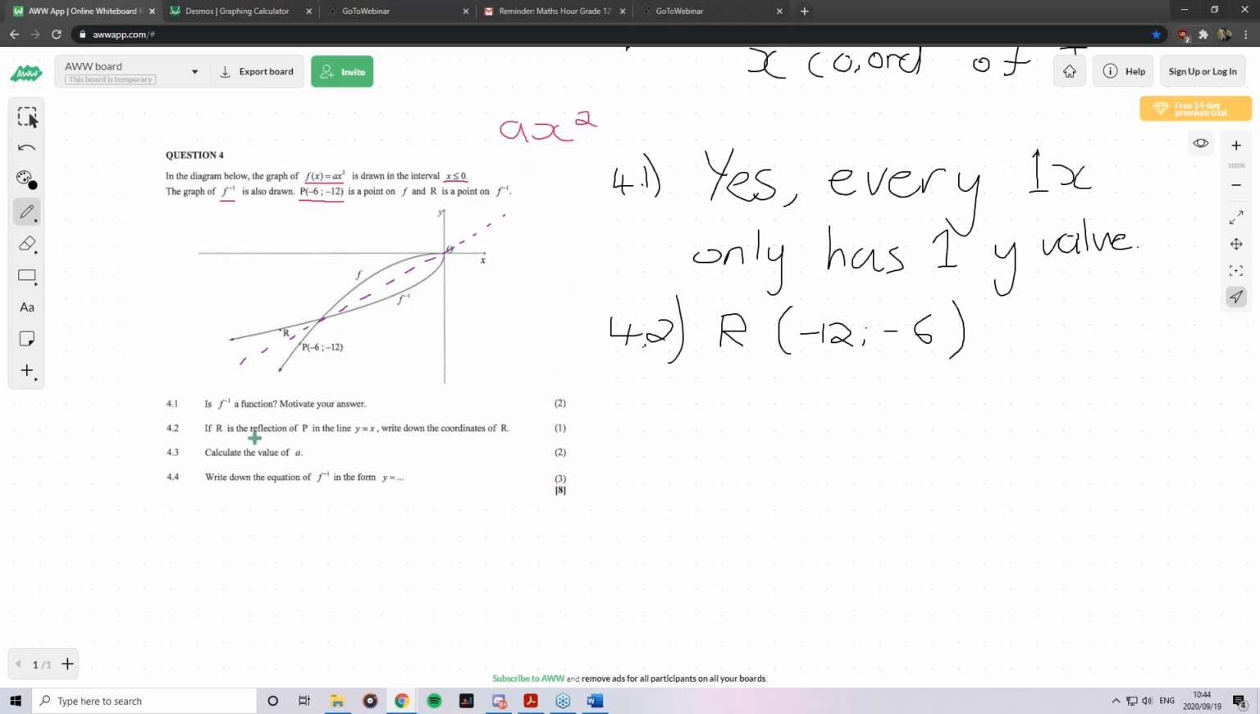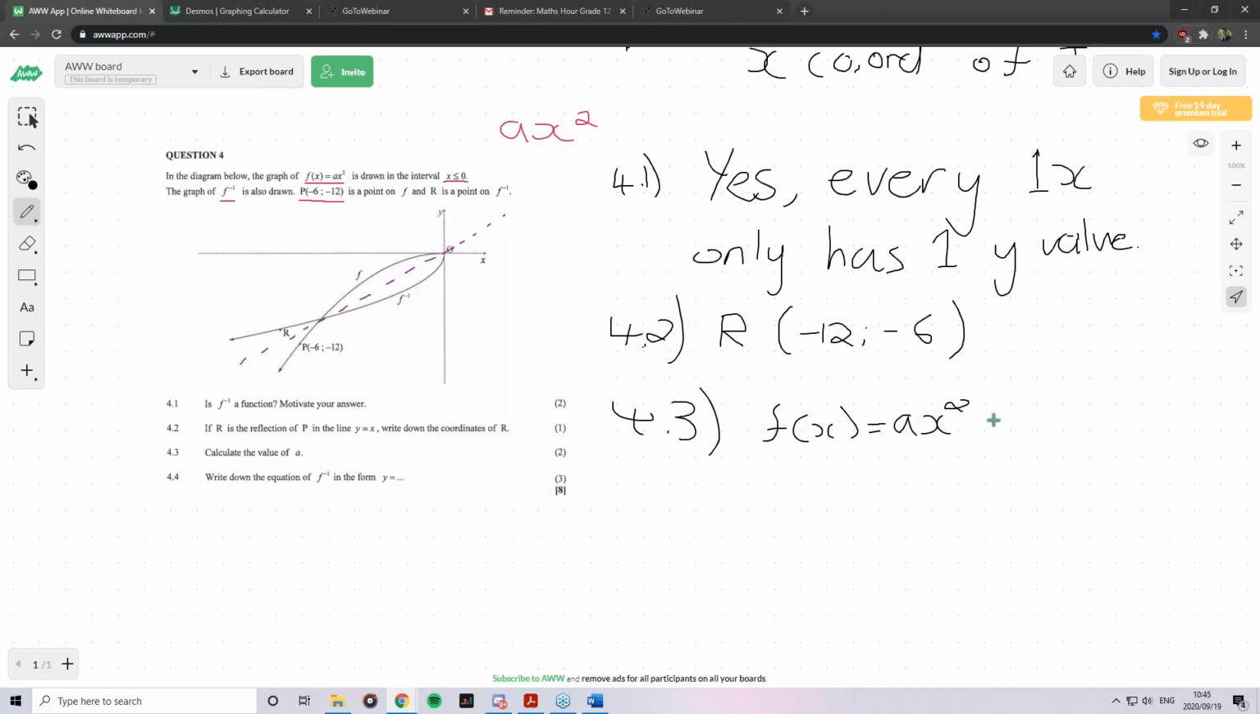If R is the reflection of P in the line, oh, we've already done that one, sorry. 4.3. Calculate the value of a. So a is here, f(x) is equal to ax squared.